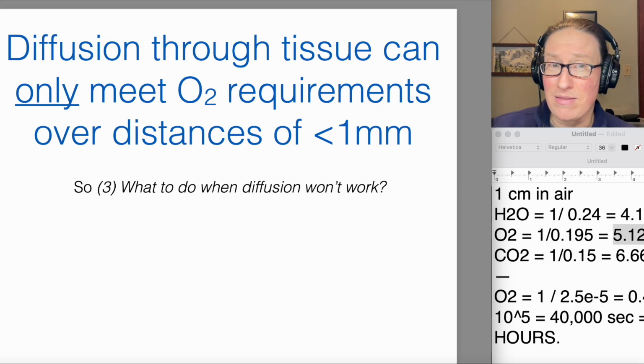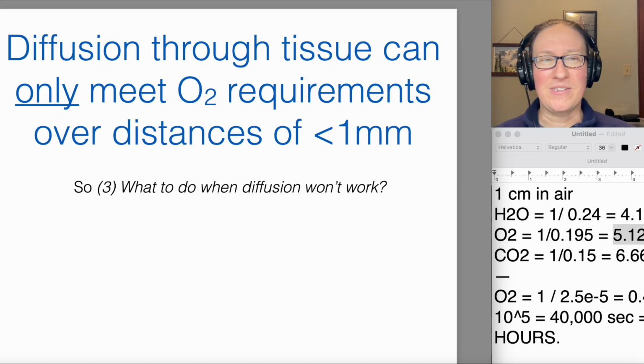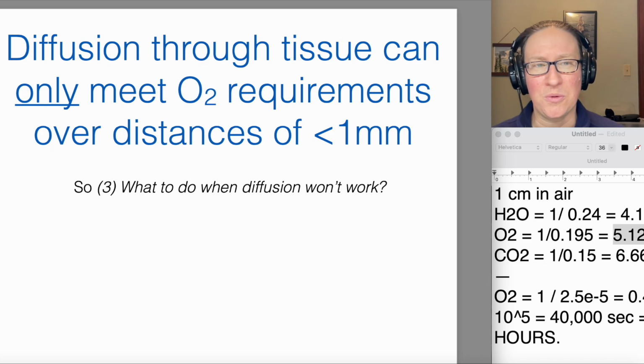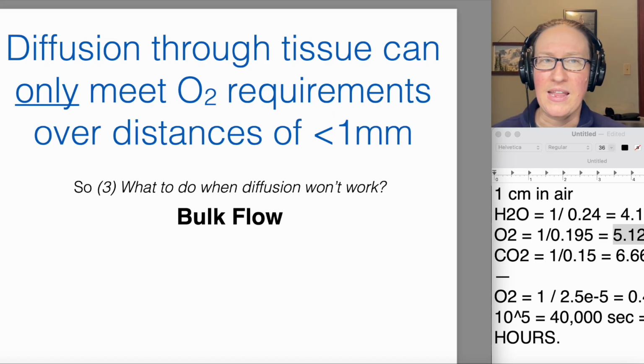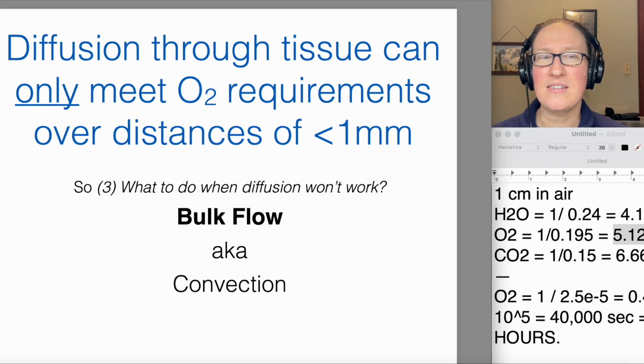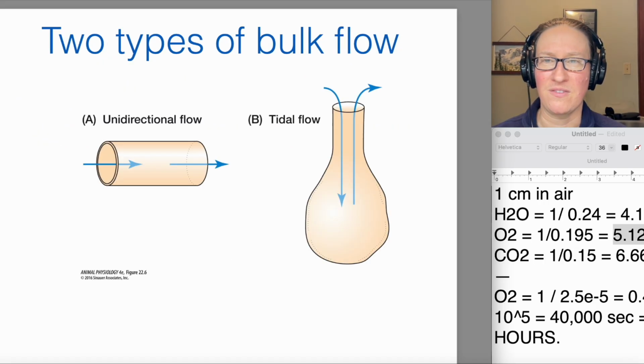So clearly we are thicker than 1 millimeter. So we are clearly doing something other than only relying on simple diffusion for the movement of oxygen into our tissues. This brings us to our next major question for this topic. What do animals do when diffusion won't work? The answer is animals do something known as bulk flow. This is an alternate term, again from the world of physics, for convection. This refers to movements of masses of air or of water to transport gases within that mass of air or water. So again, it's bulk flow or convection.